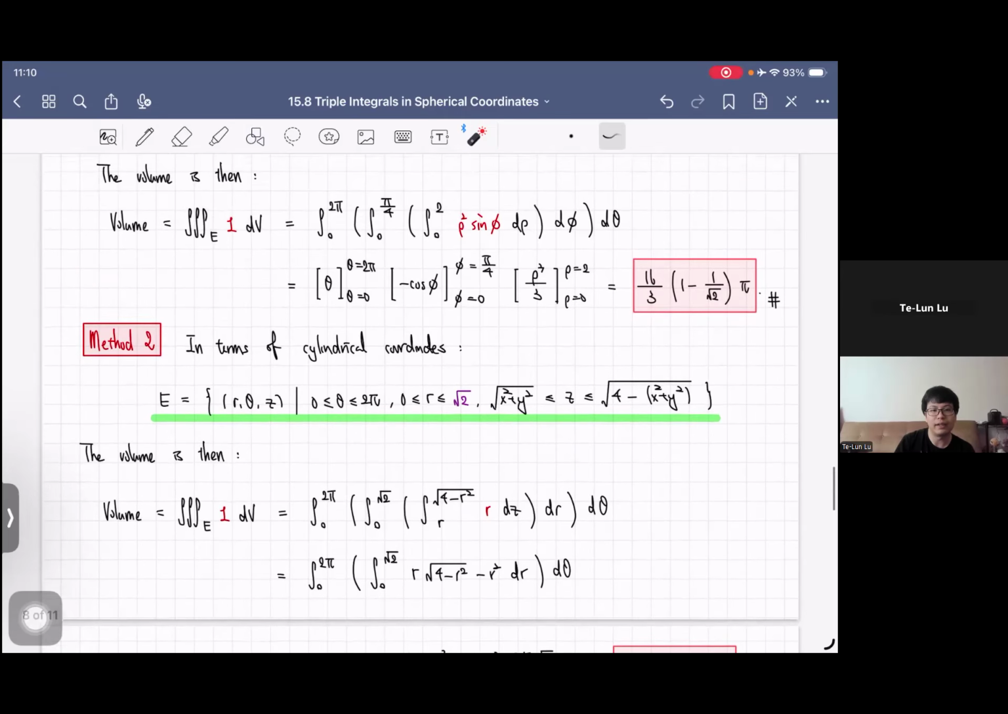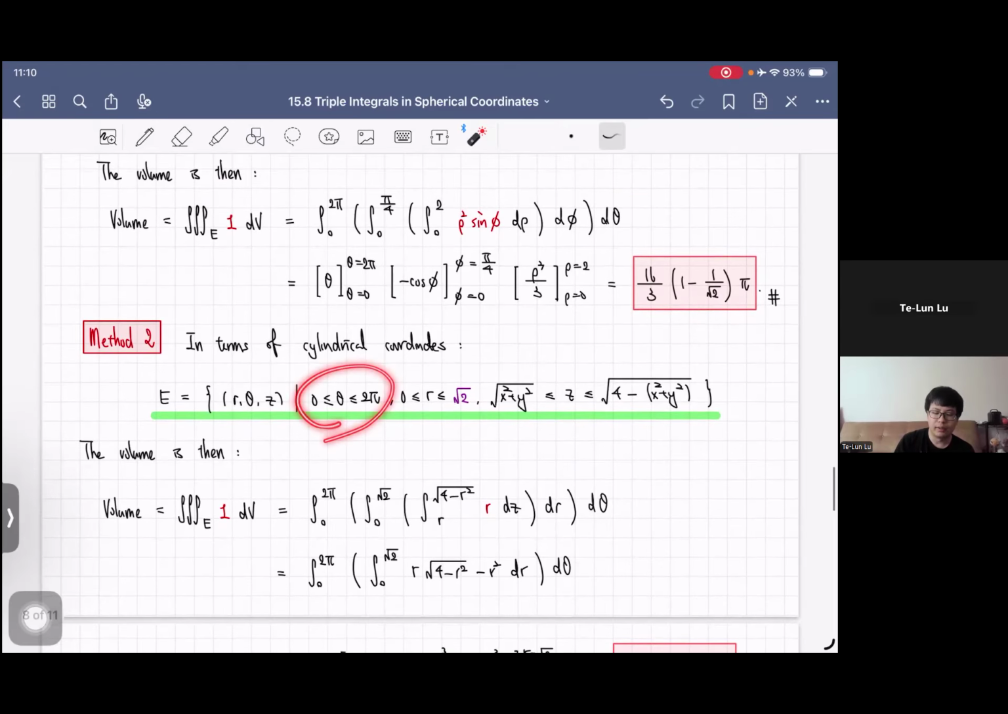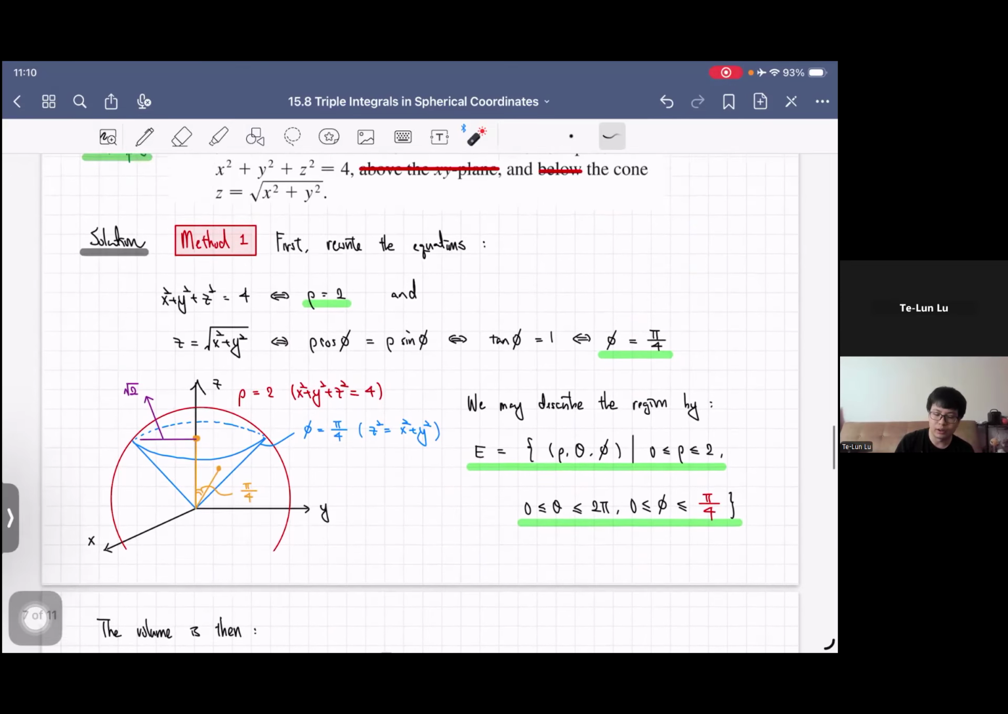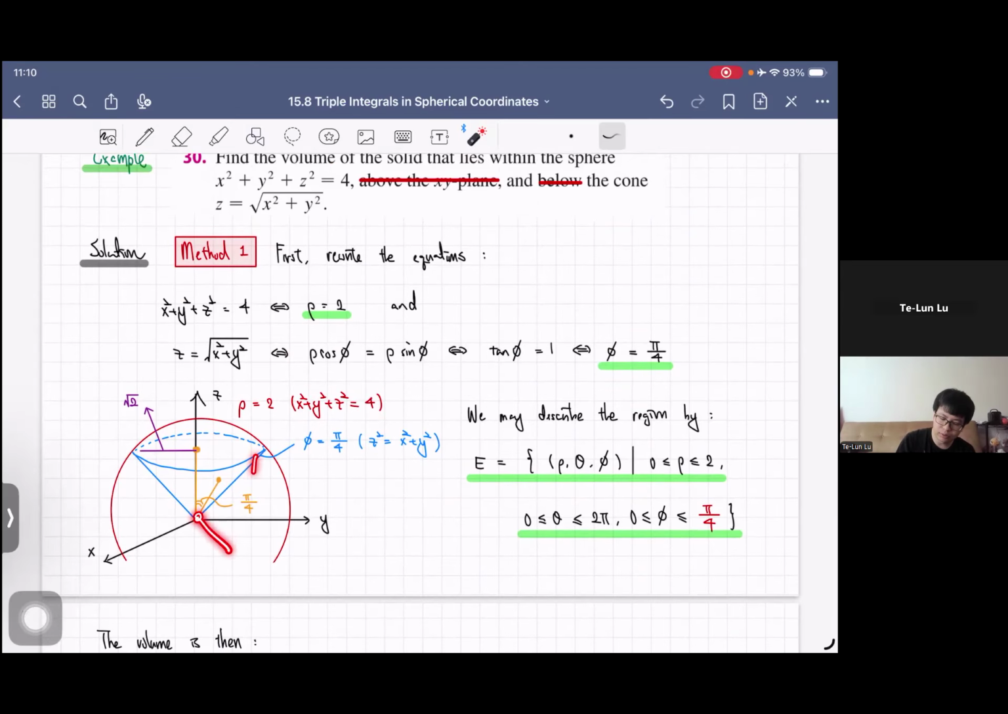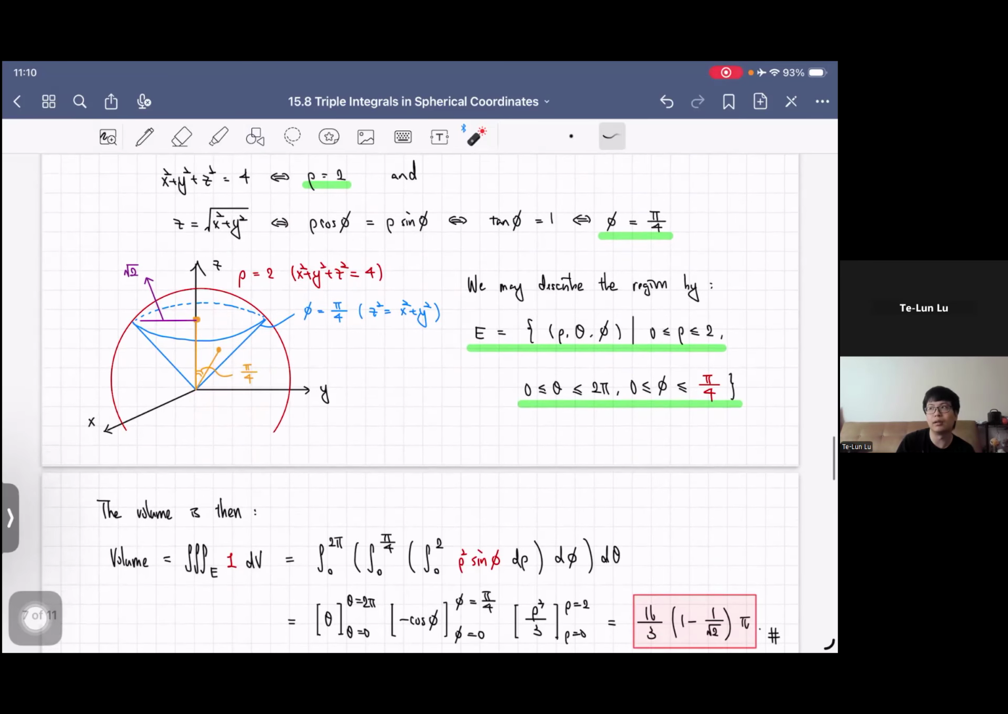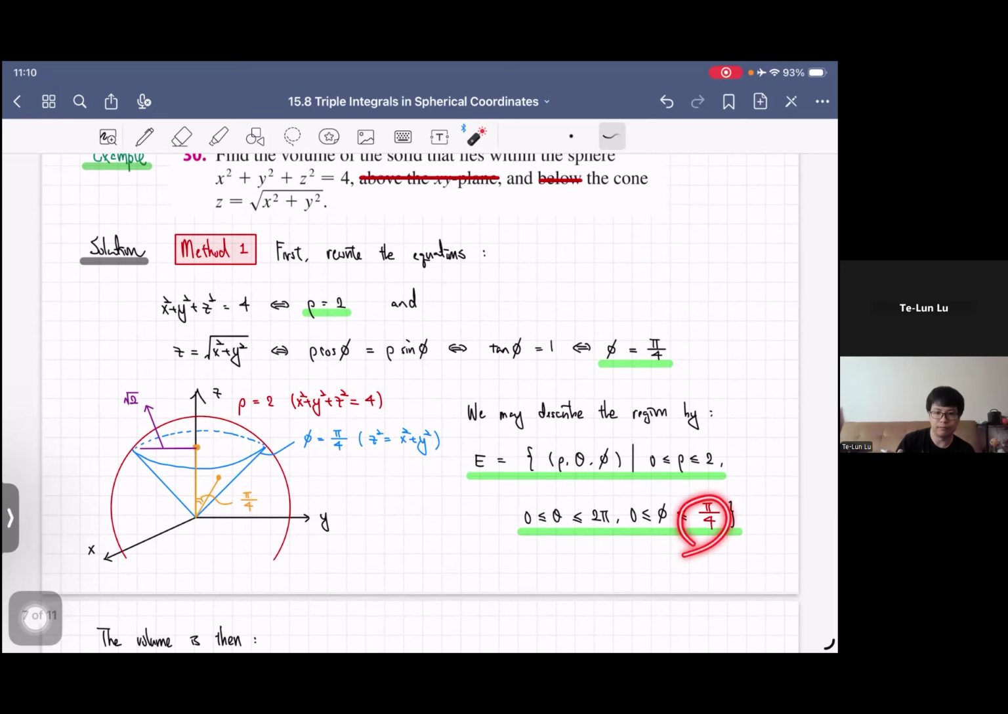So in this case, if we're evaluating using cylindrical coordinates, then again, the azimuth angle basically goes from 0 to 2 pi. With r, don't forget, r is not the distance between x, y, z and the origin, but between x, y, and the origin. So it goes from 0 to 2 times the sine of phi, that is pi over 4, because sine of pi over 4 is 1 over root 2.